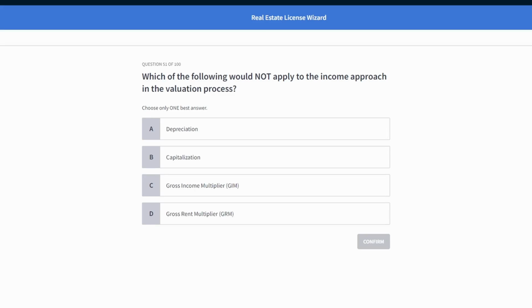All right, so question 51. Which of the following would not apply to the income approach in the valuation process? And it gives us 4 options. A, depreciation, B, capitalization, C, the gross income multiplier, or D, the gross rent multiplier. So like always, I'm going to give you guys an opportunity to pause here, reread it, all that good stuff, and come up with your answer. So go ahead and do that right now.